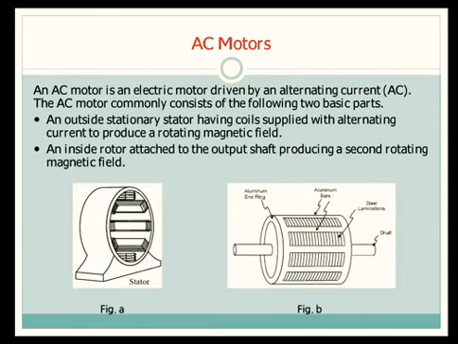Next one is AC motors. An AC motor is an electric motor driven by alternating current. It consists of mainly two parts, stator and rotor. Figure A is a stator and figure B shows a rotor. An outside stationary stator has coils supplied with alternating current to produce a rotating magnetic field. An inside rotor attached to the output shaft produces a second rotating magnetic field.